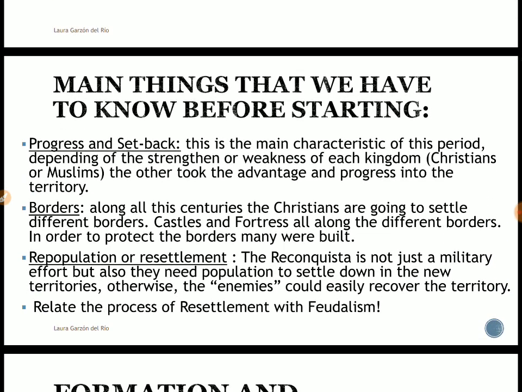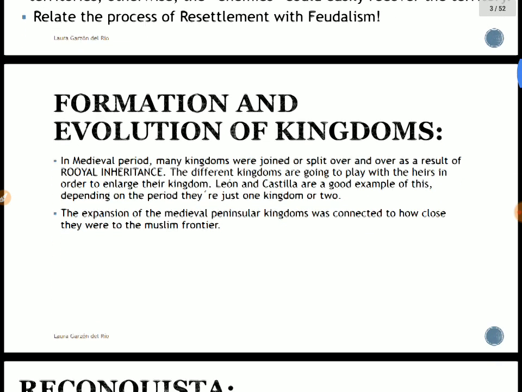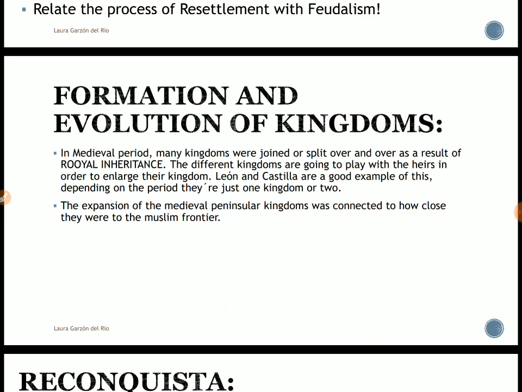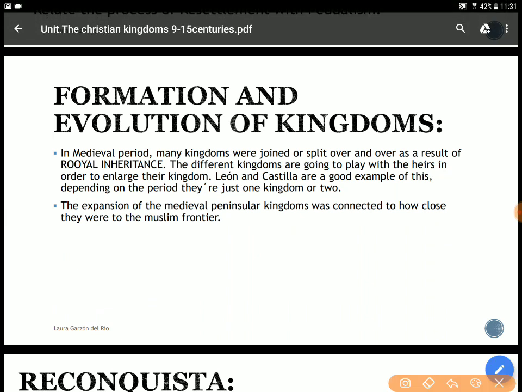Okay? This slide, the main things that we have to know before starting about progress and setbacks, borders and repopulation, we already have talked about it in the Al-Andalus PowerPoint. So it's just to review. Formation and evolution of kingdoms. You need to know one important thing, that is royal inheritance. Thanks to that, the kingdoms during this period are going to grow, are going to get together or split over and over as a result of this royal inheritance.